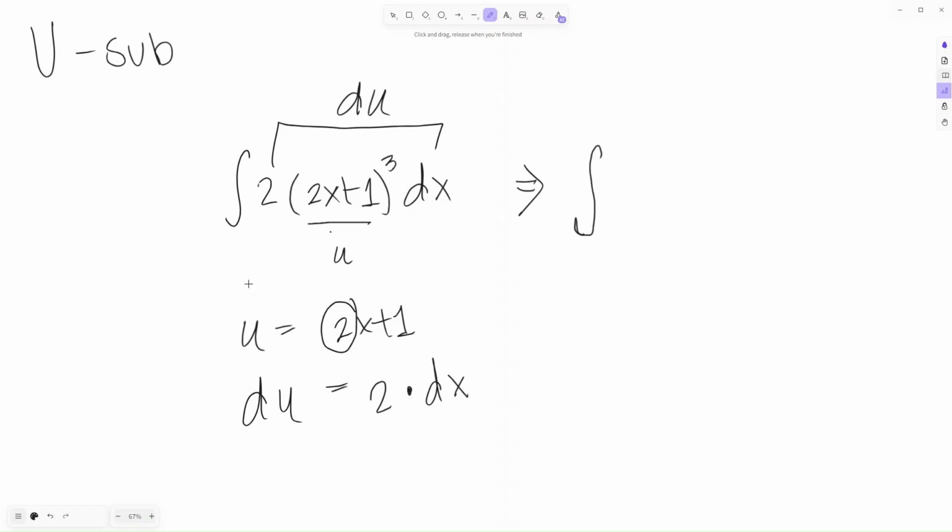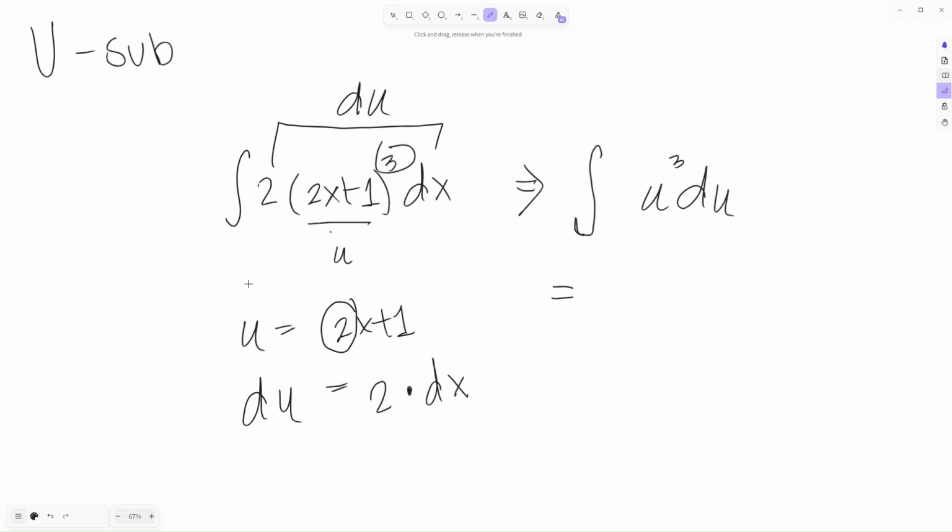So if we rewrite that, we'll end up with the integral of u to the third. See that we have u here to the power of 3 times 2 dx, which is also du. Now, this is a much simpler form than what we have over here, which is a lot easier to derive or integrate.